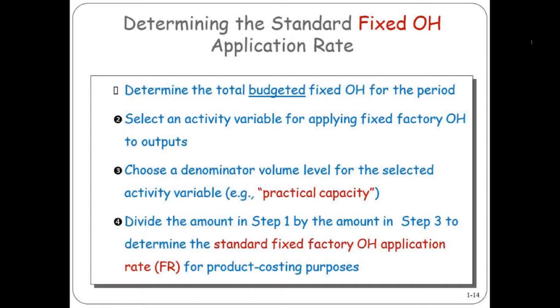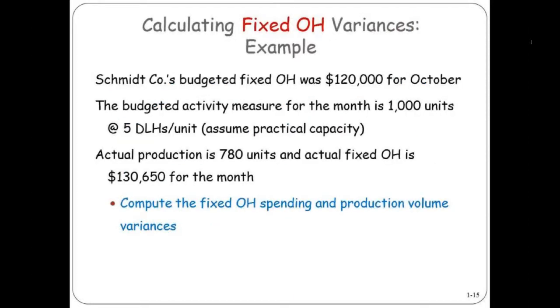And then you find your application rate. This is what we did before. Nothing new there. We did this exact problem, I think. They budgeted at 120,000. They budgeted activity for the month of 1,000 units, 5 direct labor hours per unit.